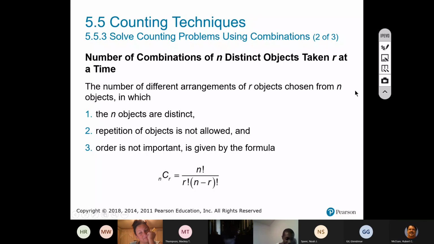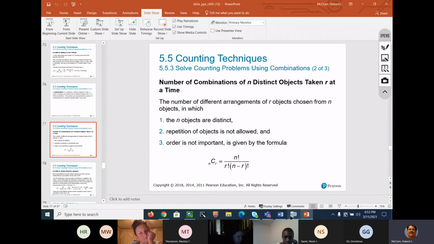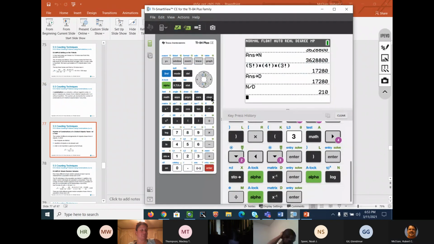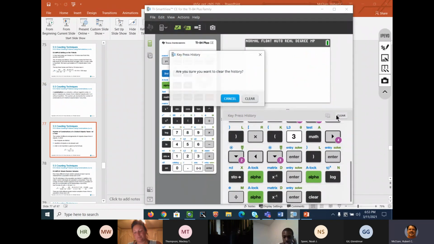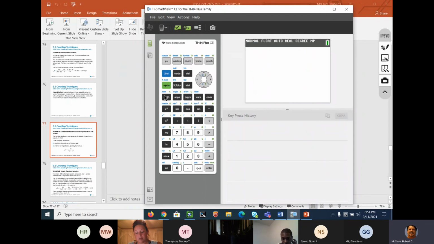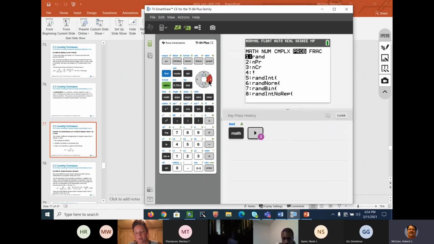Okay. So here's your calculator. Let me clear it. It's under math. There they are under probability. Number 2 and number 3. There they are. See them? And I'm going to show you how to type them in.